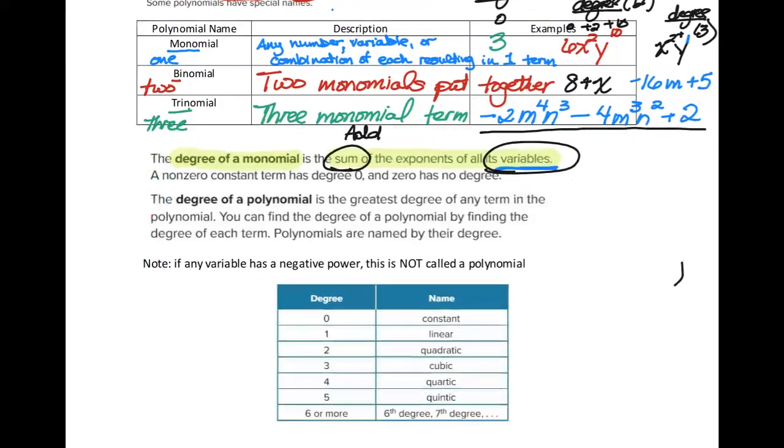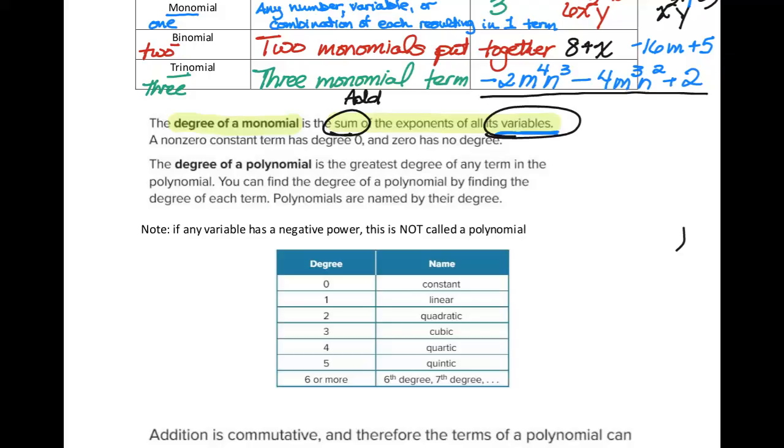All right, now I'm just going to tell you this, and we'll come back and do it when we return from lunch. The degree of the polynomial is the greatest degree of any individual term. So if you have 3 terms and they have a degree of 5, 7, and 2, that polynomial has a degree of 7. It's the largest one. Okay, but we'll talk about that more when we get back. All right? Okay.